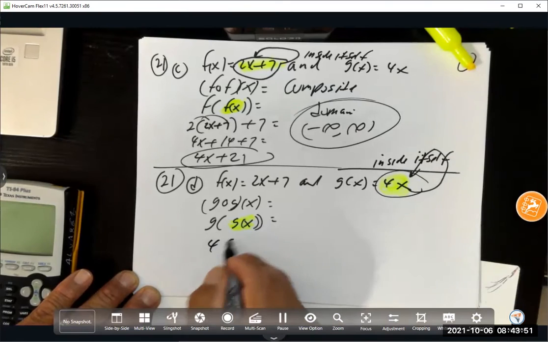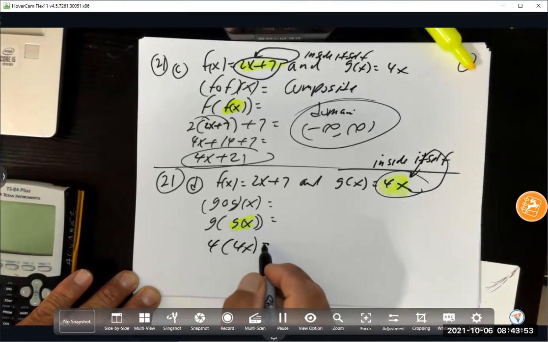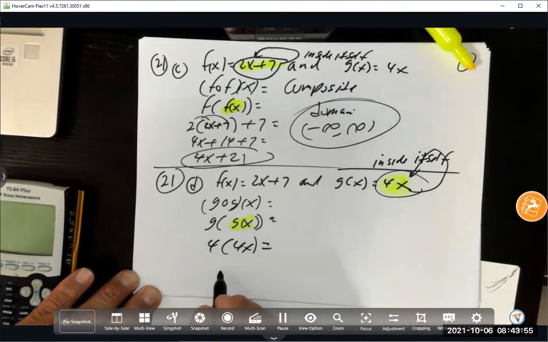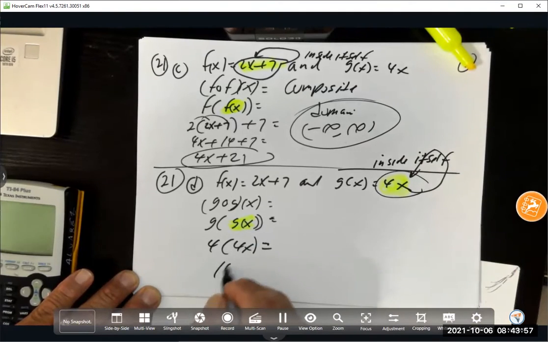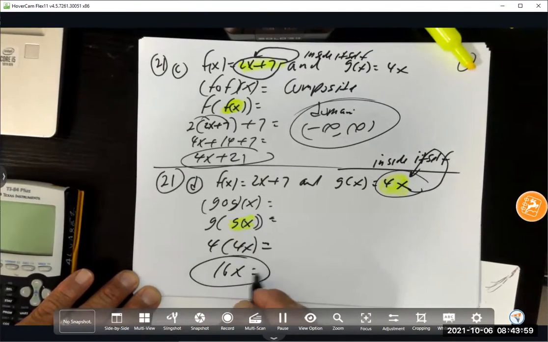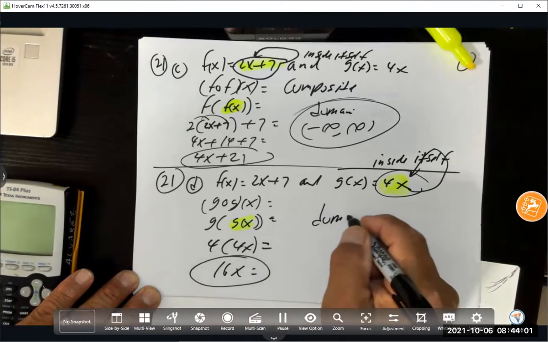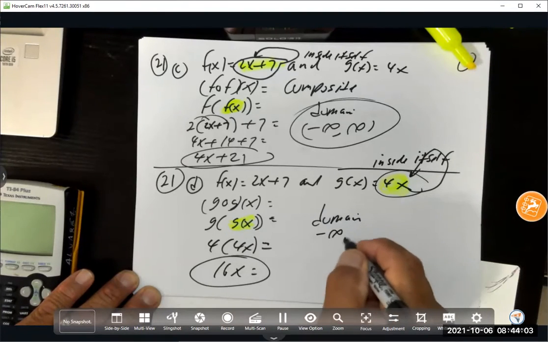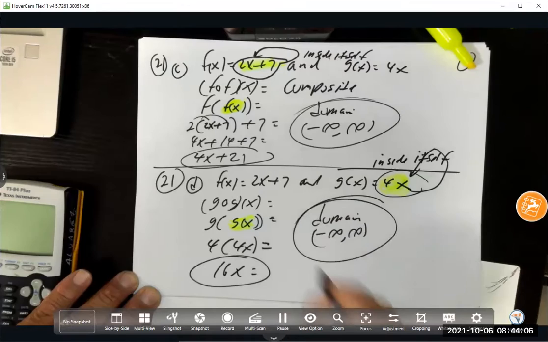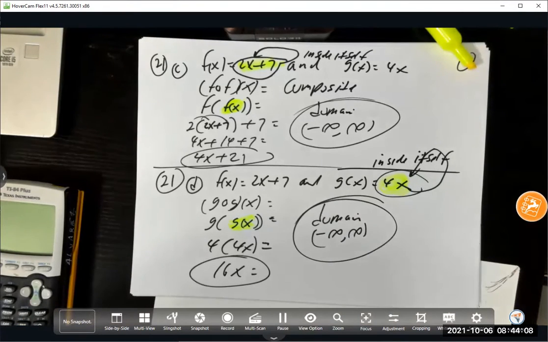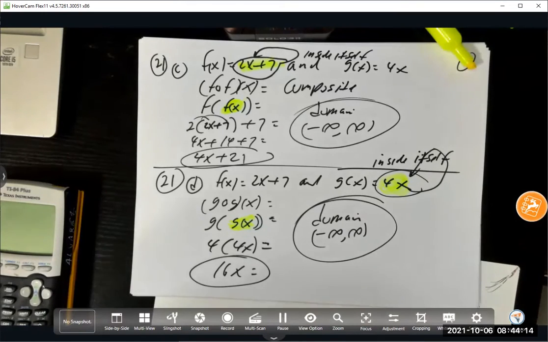So I'm gonna go 4 times 4x, and what is that? Give me numbers. 16x. Yeah, there you go, 16x. There's the answer right there. And the domain is the same thing, minus infinity to infinity. That's the answer right there. 21. So the domains seem to be the same for all of them, correct? Yeah, it's exactly the same for all of them. Okay, thank you. Is that okay?